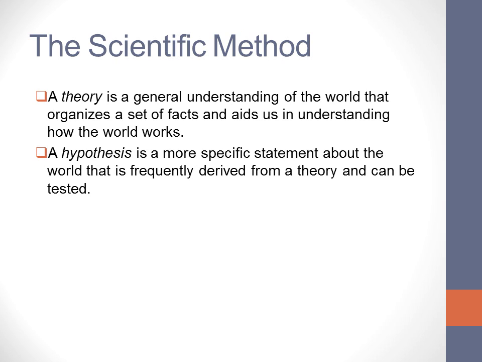The scientific method is crucial in cognitive science and in psychology. In it, we need to distinguish between a theory and a hypothesis. A theory is a general understanding of how the world works, how it organizes a set of facts about the world and helps us to understand how those facts fit together. A hypothesis is a much more specific statement about the world that is frequently derived from a theory. And a hypothesis critically can be tested. If you cannot test it and you cannot falsify it, then it is not a hypothesis. It is not a scientific question.